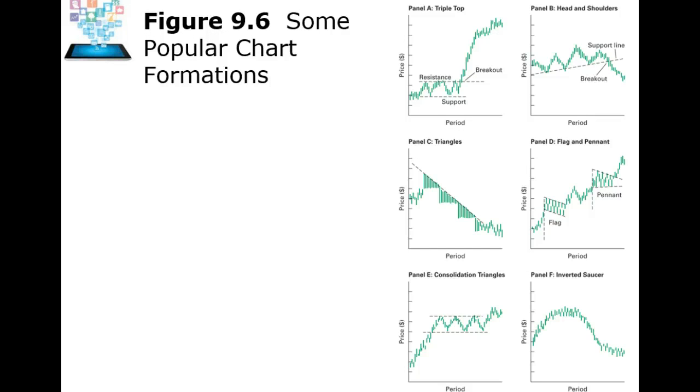So the popular chart formations here are where we develop, usually through moving averages, a resistance and support level. And then if we can break out of the resistance level, you generally have an upward momentum. However, if we have a breakout below the support line, we can have a lot of downward momentum.